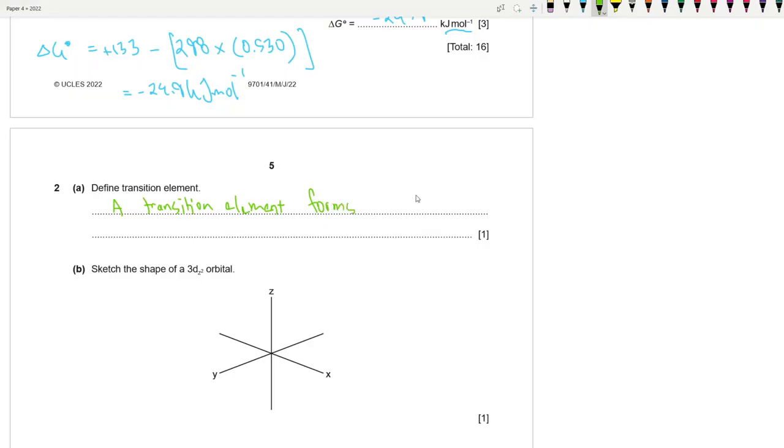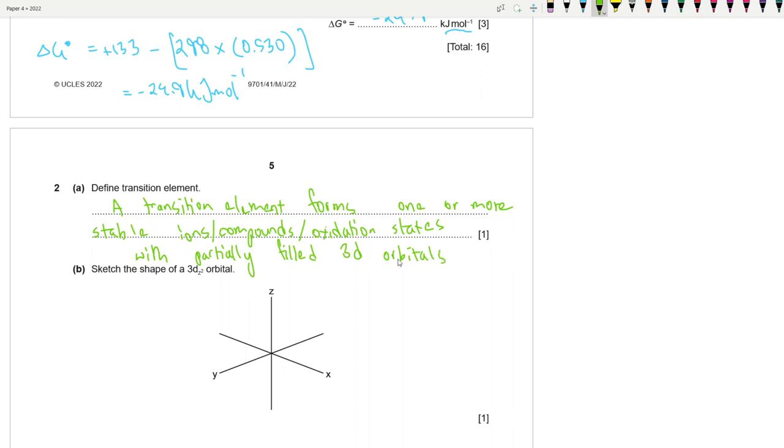which forms one or more stable ions, compounds, oxidation states, okay, with partially filled 3D orbitals, or you could say shells or D subshells. So yeah, you don't need to mention the 3 by the way, it was optional, so just any D orbital works.